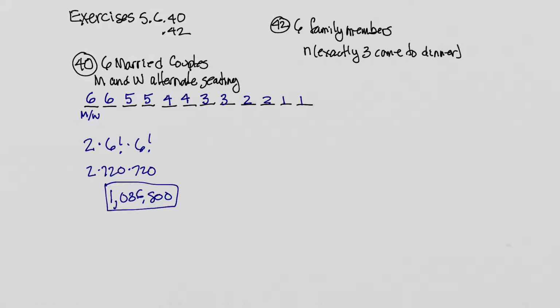Now, in problem number 42, we are told that a family has 6 members, and we want to count, first of all, how many different ways exactly 3 of them can come to dinner. So why don't we do this? There are 6 members. Why don't we choose any 3 of them to come to dinner? Then there's 3 members remaining, and we want all 3 not to come to dinner. Well, that turns out to be 20.